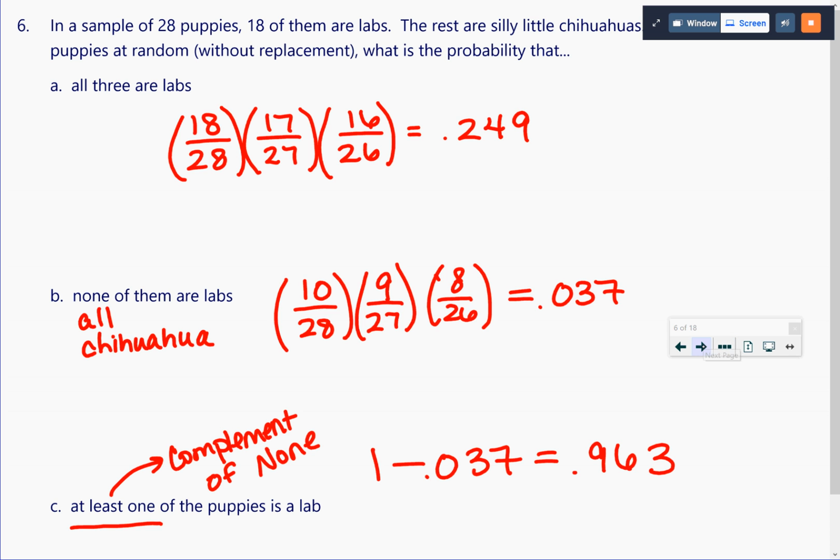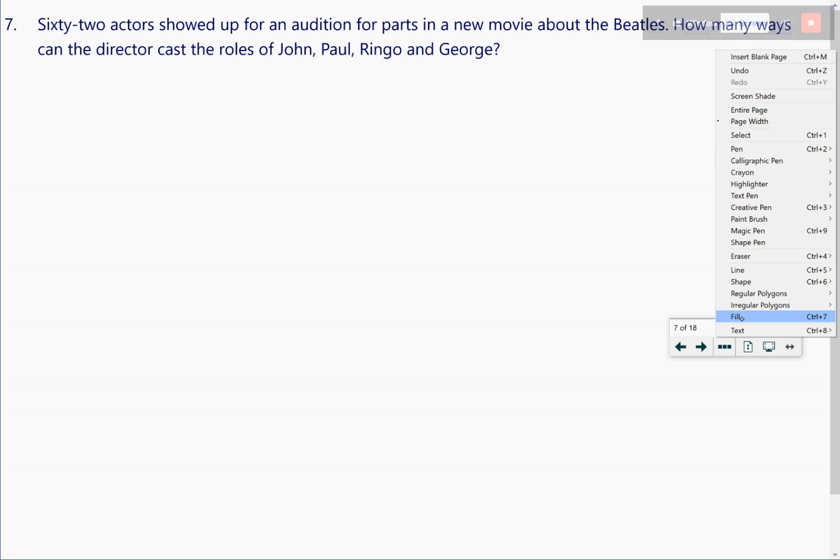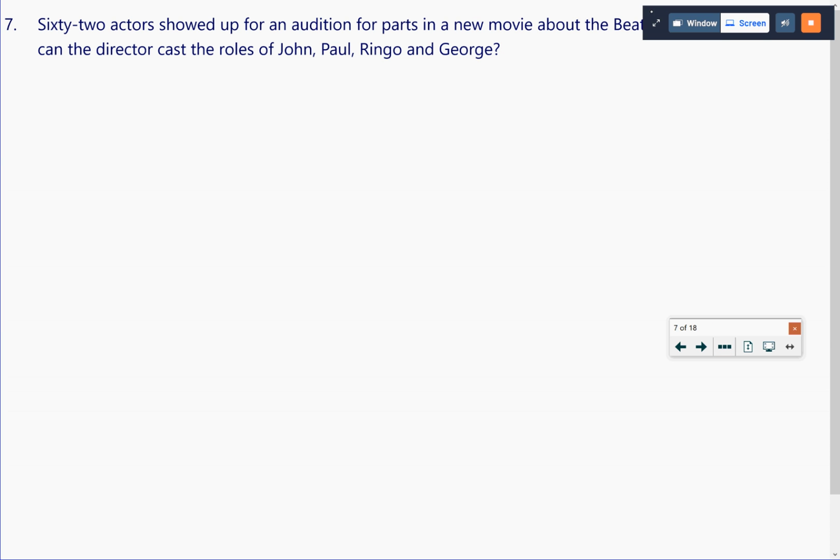All right, backside. 62 actors showed up for audition parts for a movie about the Beatles. How many ways can the director cast the roles of John, Paul, Ringo, and George? There are two different ways to do this problem. You can do it by hand, making a selection for each actor, or you can do it by making choices. So many, choose so many.